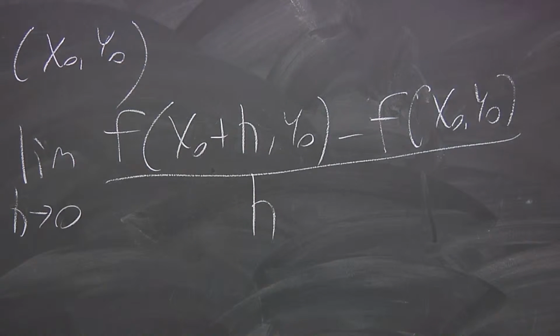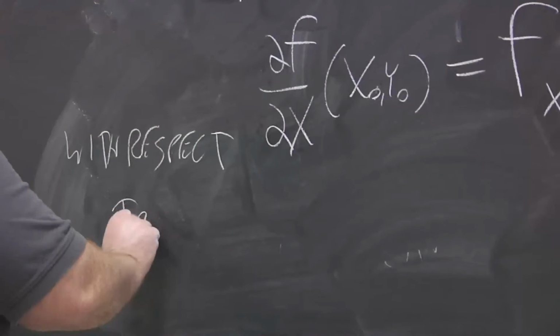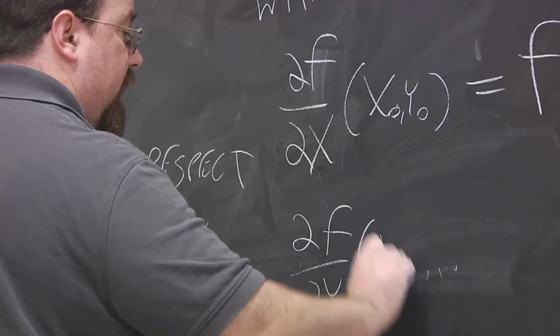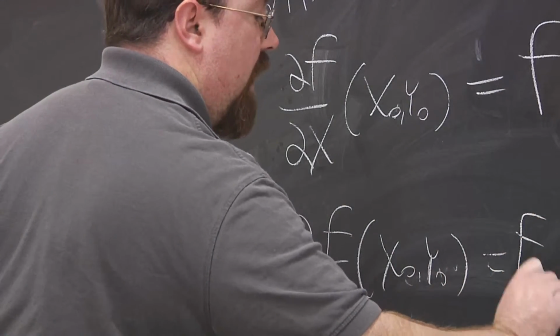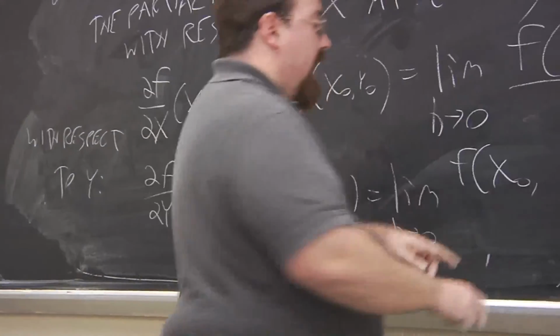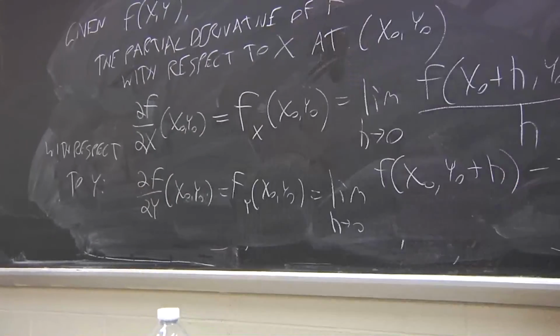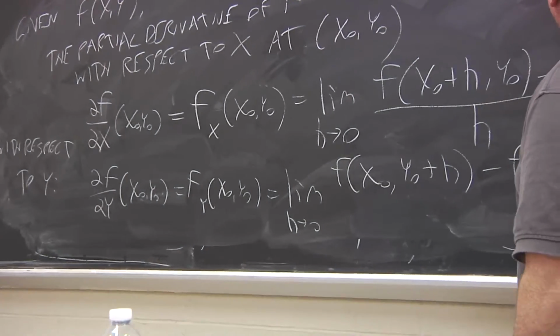And that's why, to complete the picture, you look at the partial derivative with respect to y at that same point. So that would be the partial derivative with respect to y, and then we have f with a subscript of y. And now we're going to have a limit. So now the x stays fixed, and we perturb the y value: f of (x naught, y naught plus h) minus f of (x naught, y naught), all over h.